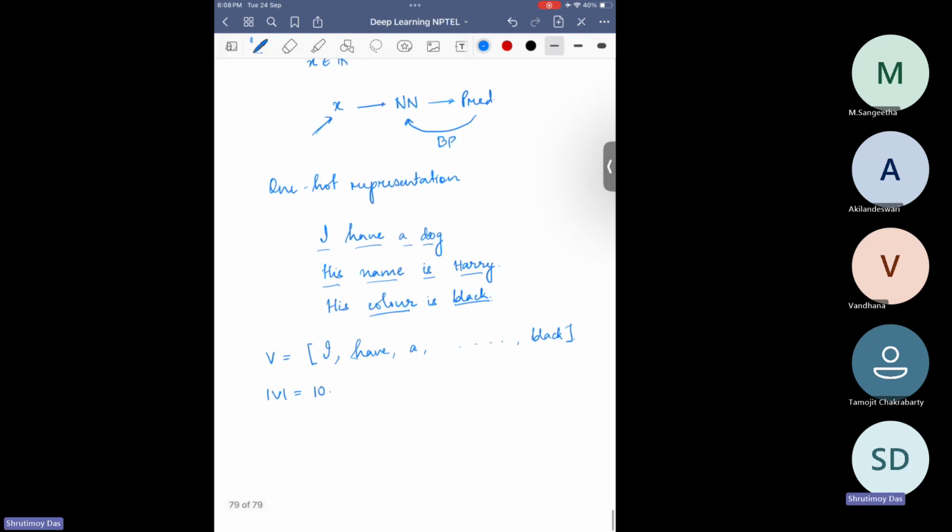Right? So now what we do is, for each word we have a 10-dimensional vector, and we just say whether that word is present or absent.